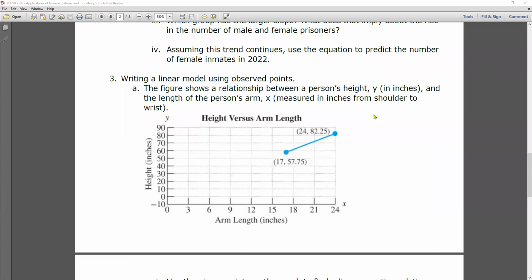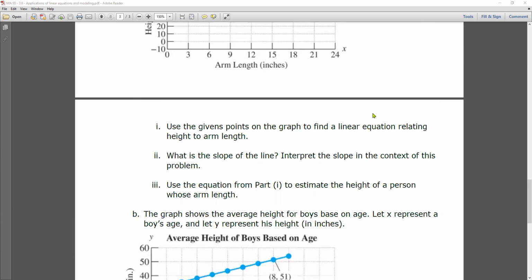Now, for the third part, I don't think we did the third part in class, but you could definitely try to measure somebody's arm and use the equation to estimate how tall a person is. I'm not quite sure how accurate it's going to get, but you can definitely try to see the accuracy.